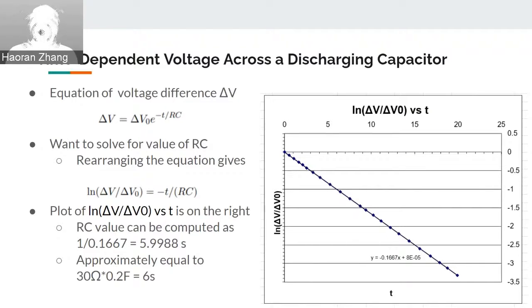Rearranging the equation, we find that the slope of a plot of log of delta V over delta V naught versus t will lead us to the value of RC. In our experiment, the slope is negative 0.1667, and taking the negative inverse of that, we can compute the RC value, which is 5.9988 seconds. Note that this is approximately equal to the theoretical RC value, where we multiply the resistance with the capacitance, 30 ohms multiplied by 0.2 farads, which is 6 seconds.